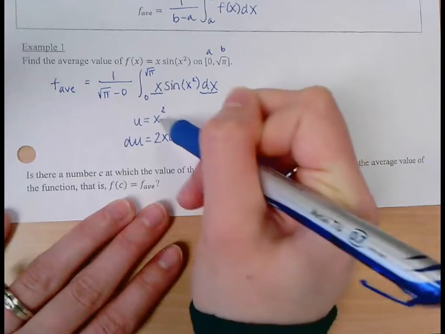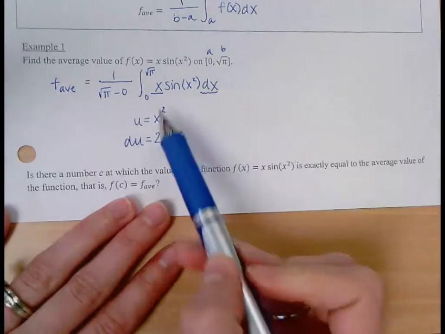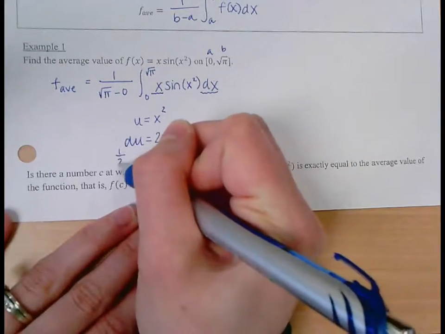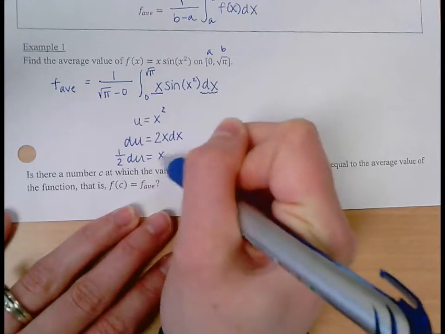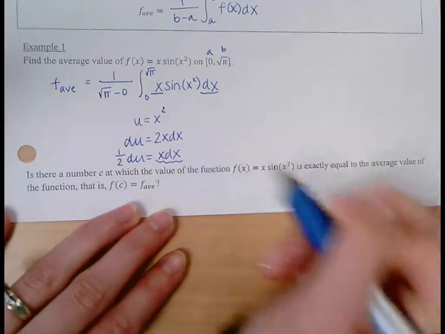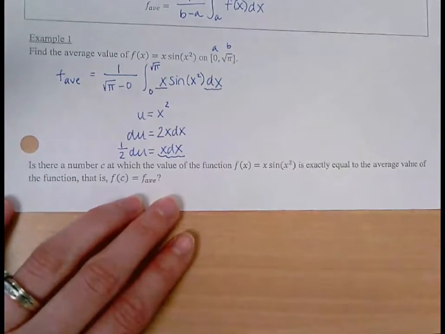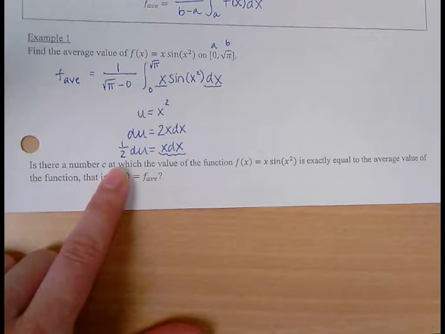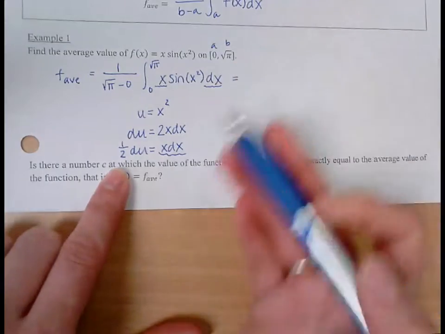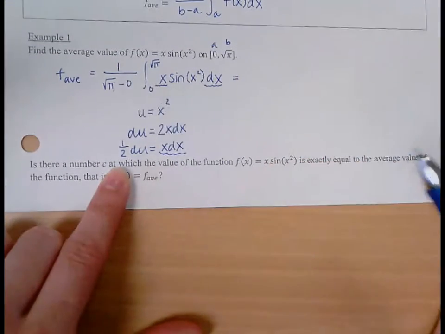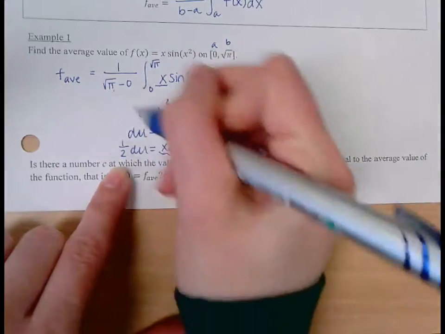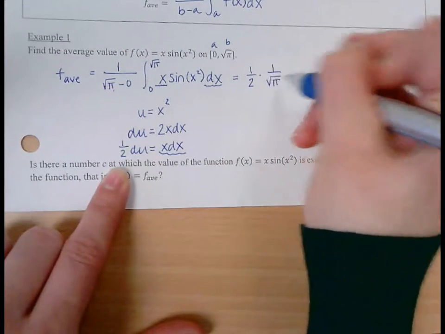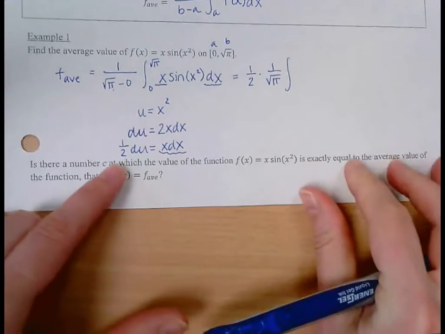2x dx, derivative of x squared is 2x. I don't have the 2, so you divide both sides by the 2, so 1/2 du equals x dx. And now the x dx matches what I do have left over in my integral. And the 1/2 can be written in front of the integral right away. I also have a 1 over the square root of pi in front of the integral. So I'm going to write the 1/2 in front. So I have 1/2 times the 1 over square root of pi that was already there, times the integral from.